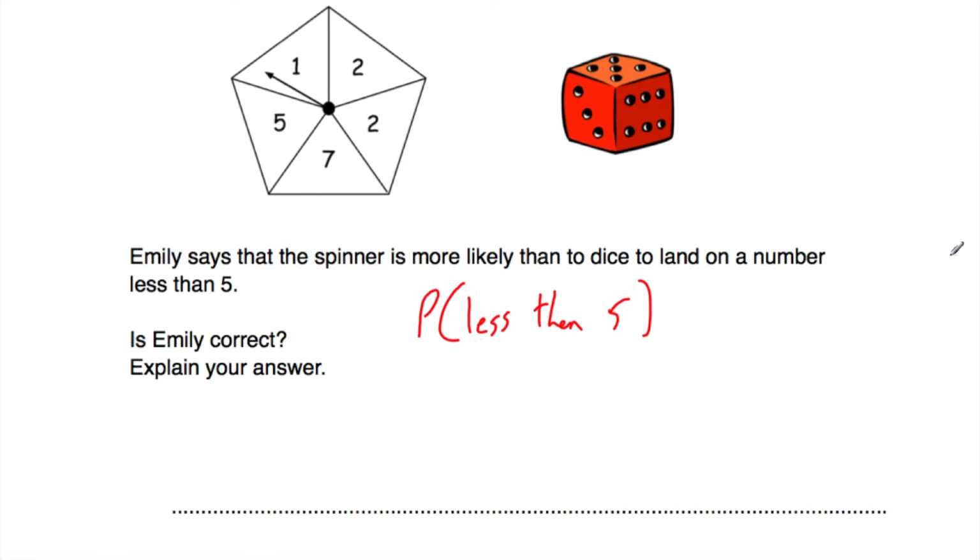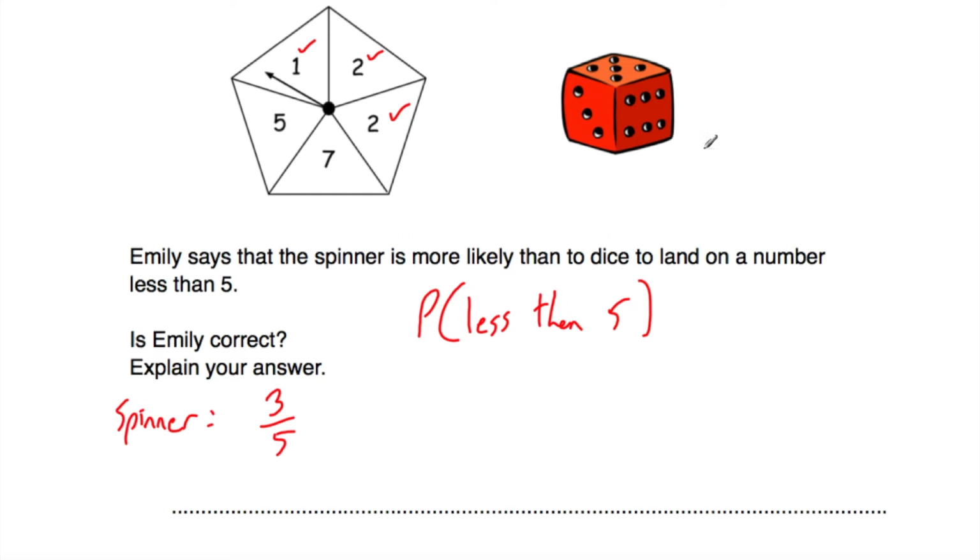So with the spinner, the probability of getting a number less than 5, well, there's 1, 2, 3, 4, 5 sections in the spinner, and less than 5 would be 1, 2, 3 of them. So the probability of getting less than 5 for the spinner would be 3/5.